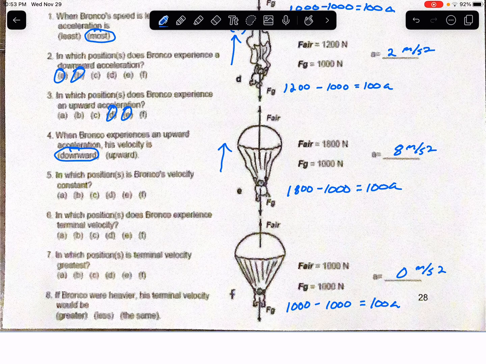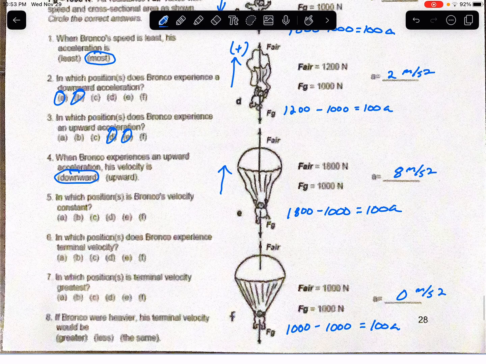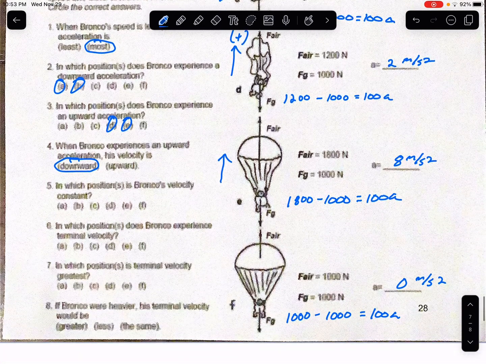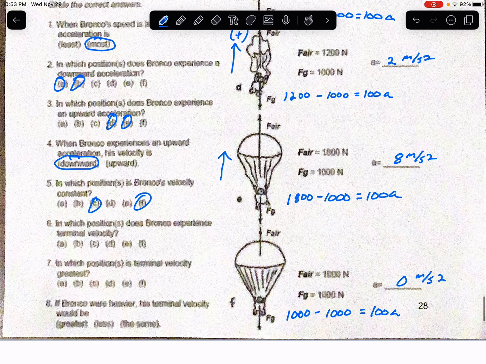In which position is Bronco's velocity constant? That's when you're looking for 0 acceleration. So that would be point C and point F. In which position does Bronco experience terminal velocity? Well, that's when you're no longer accelerating. So that would just be the exact same answer, when your acceleration would be 0.